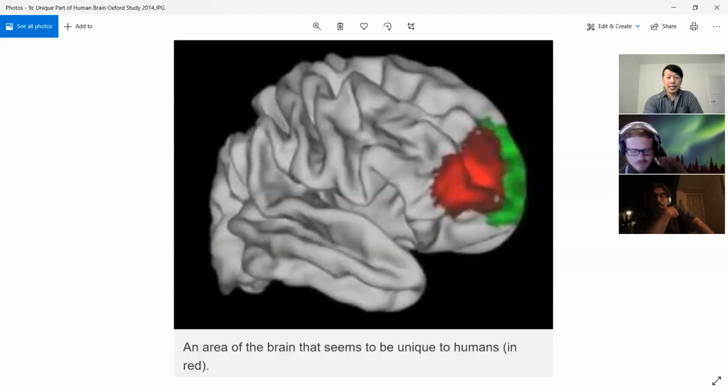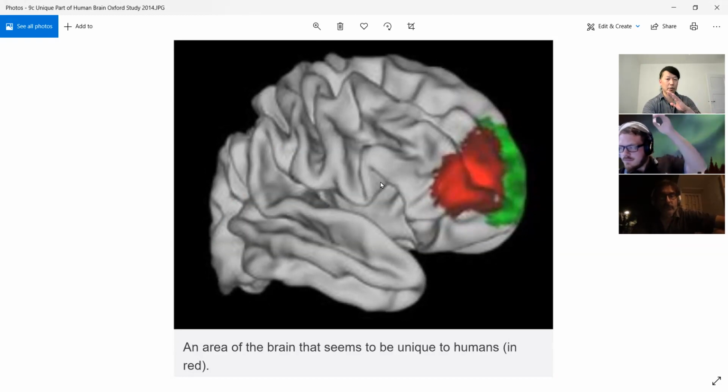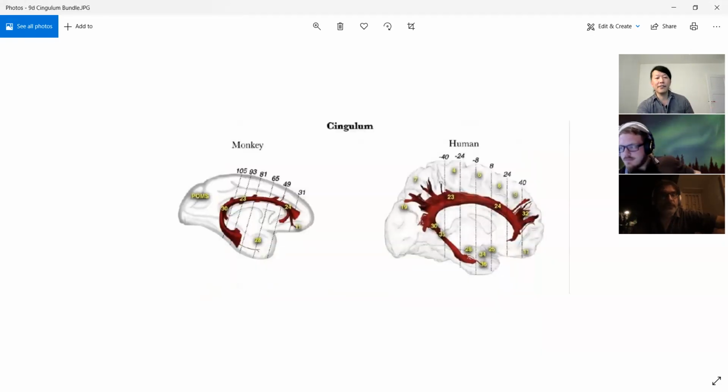So this diagram is to show a 2014 Oxford study that absolutely categorically showed that this part of the brain, which is a part of the polar frontal cortex, is absolutely unique in terms of connectivity patterns in the human brain. So this is a 2014 study, which really nailed it, I think. In terms of connectivity, these are some connection diagrams. The connection patterns are really special.